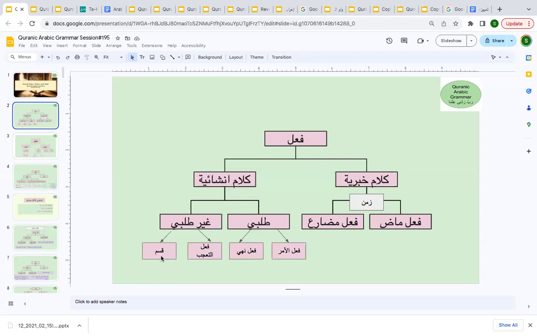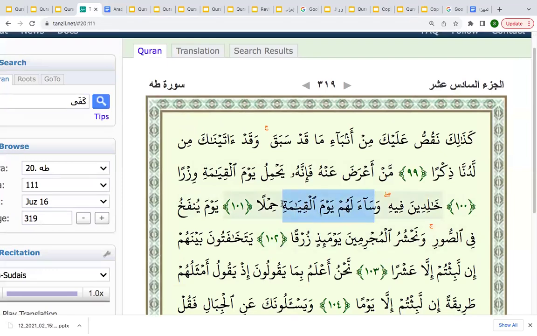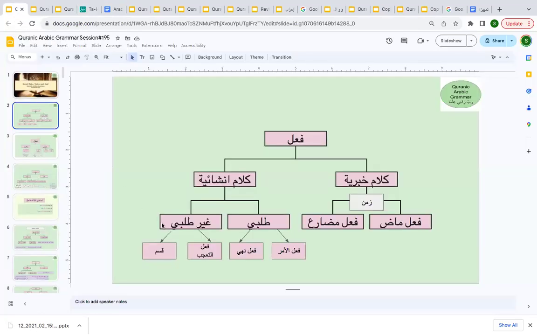When somebody says, how beautiful, how terrible, is there any demand? There is ta'ajjub, but there is no demand. So your ta'ajjub, sa'a, when you have this verse, when we were doing this one, sa'a lahum yawm al-qiyamah himla. In this fail, there is no demand. Is there ta'ajjub there? How bad it is for them on the day of judgment as a load. So this fail is going to be under the category of ta'ajjub.